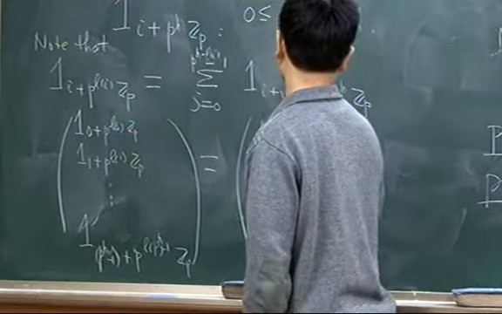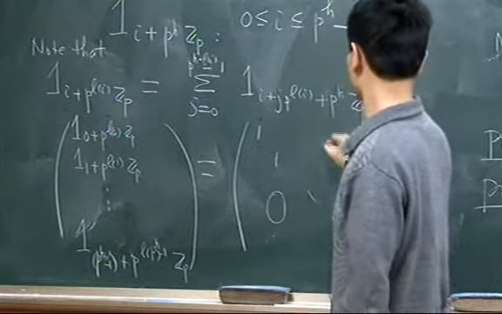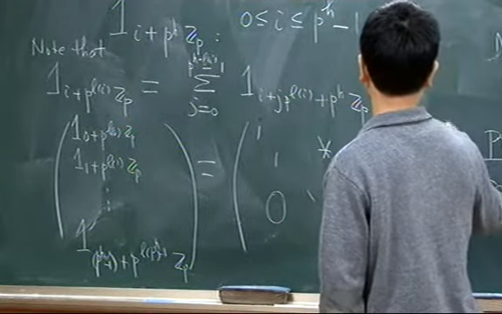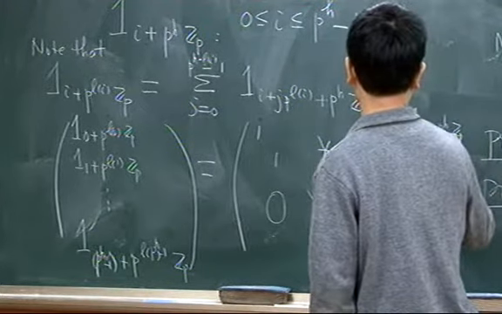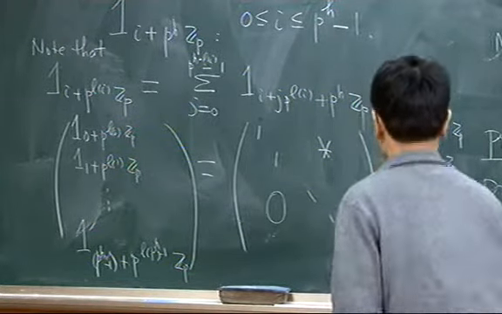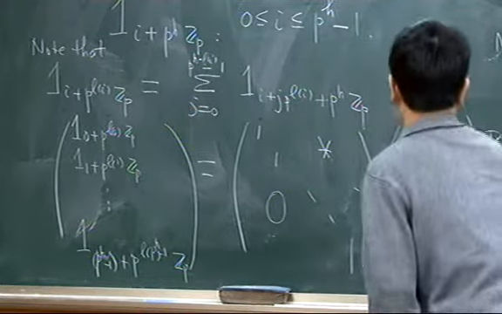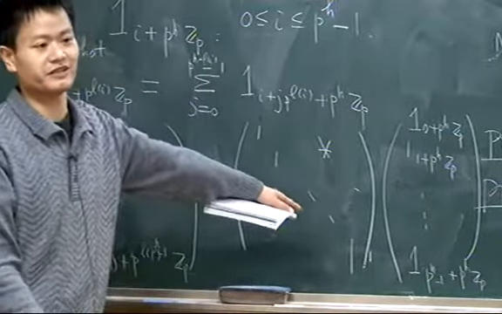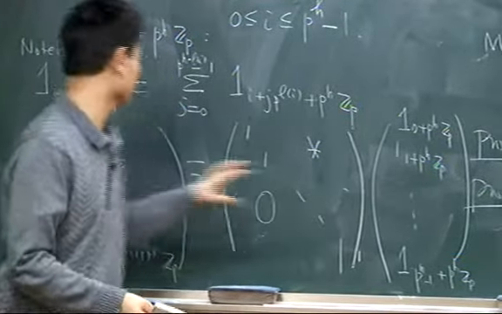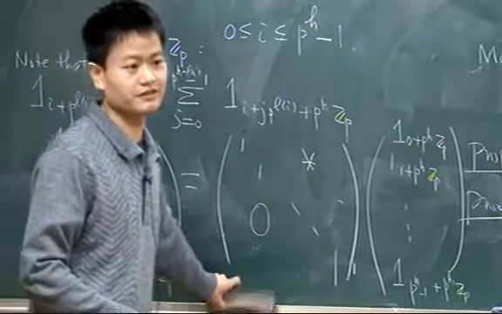I think diagonally the entries are all 1, and this part is 0, and this part you don't have to care about. But here it is 1_{0 plus p^h Z_p}, 1_{1 plus p^h Z_p}, up to p to the h minus 1. It's just this. Because this is an invertible matrix, certainly if this is a basis, this must also be a basis. Okay? So this is the proof of 1. You just need to take a look.